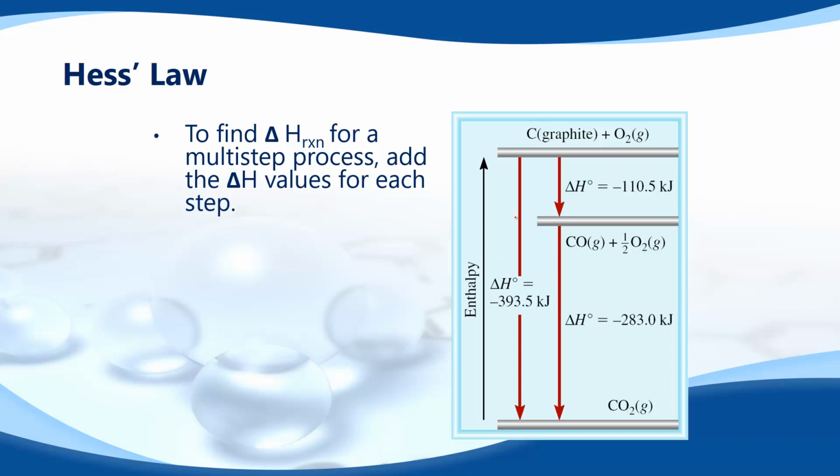So for example, our reaction right here, this is carbon plus oxygen forming CO2. It doesn't matter if we go directly from graphite plus oxygen to CO2, or if we go from graphite plus half oxygen to carbon monoxide, and then carbon monoxide plus another half oxygen to make carbon dioxide.